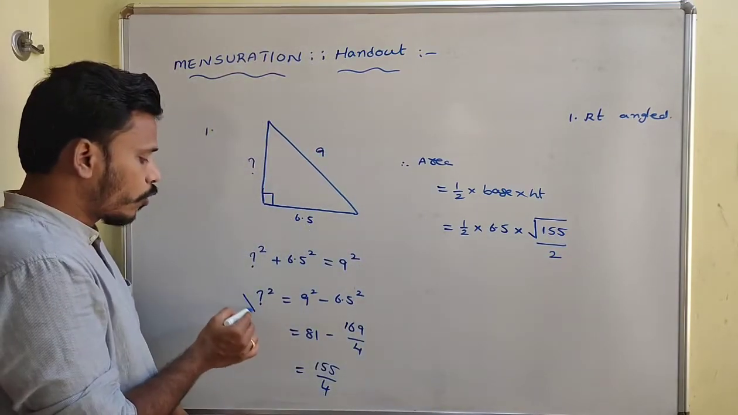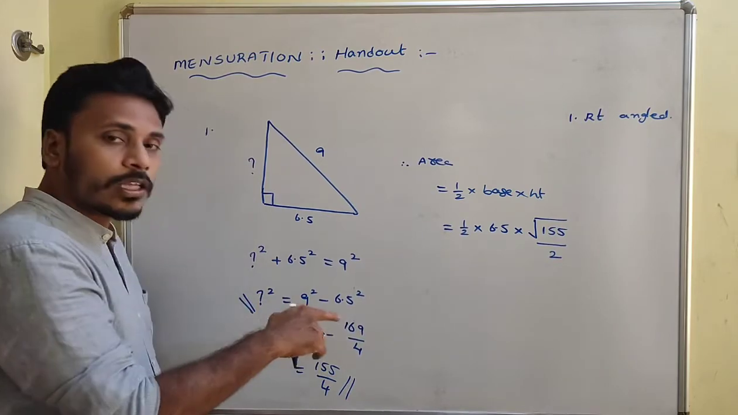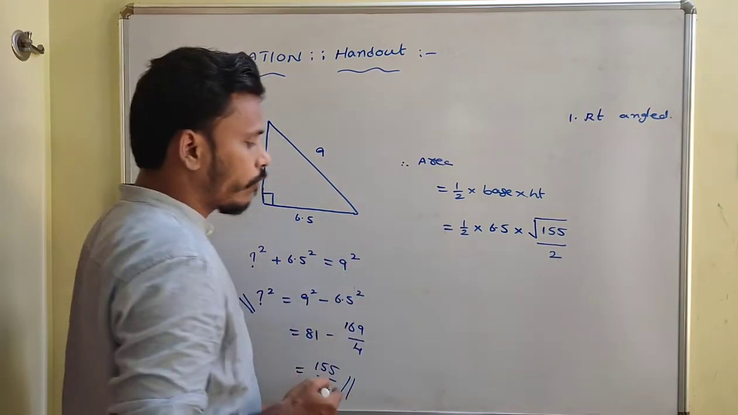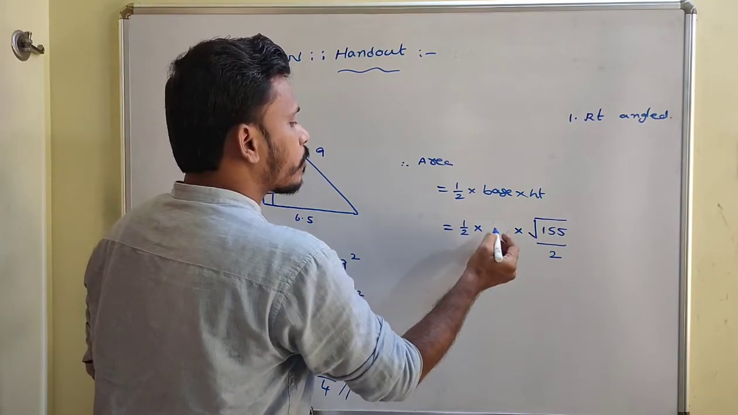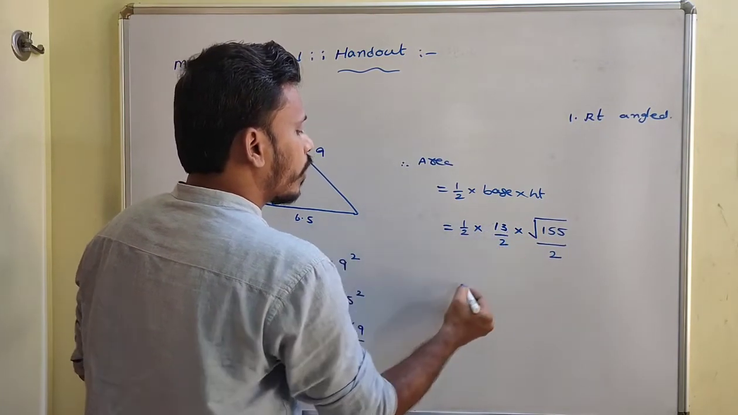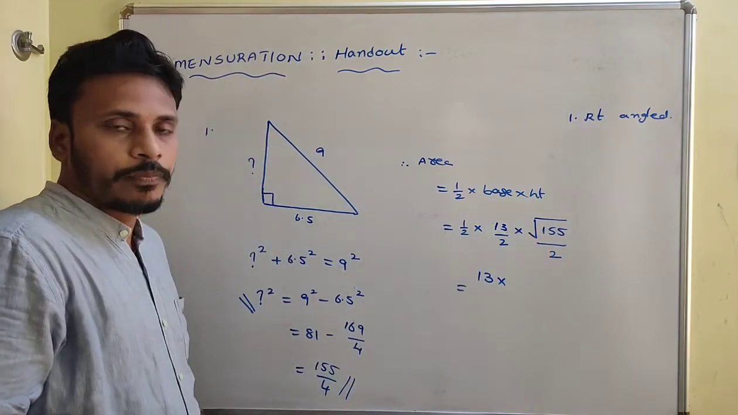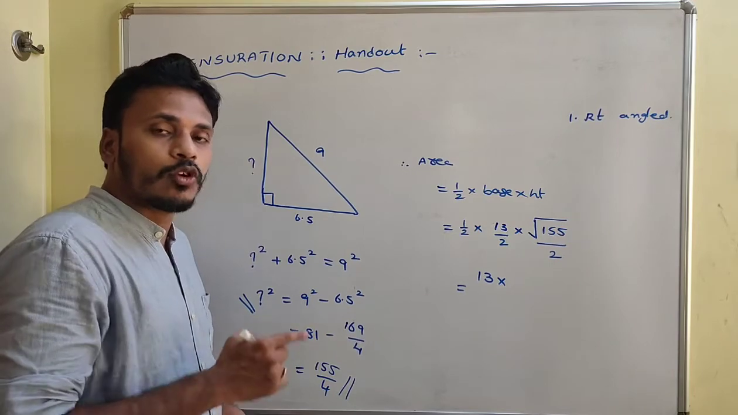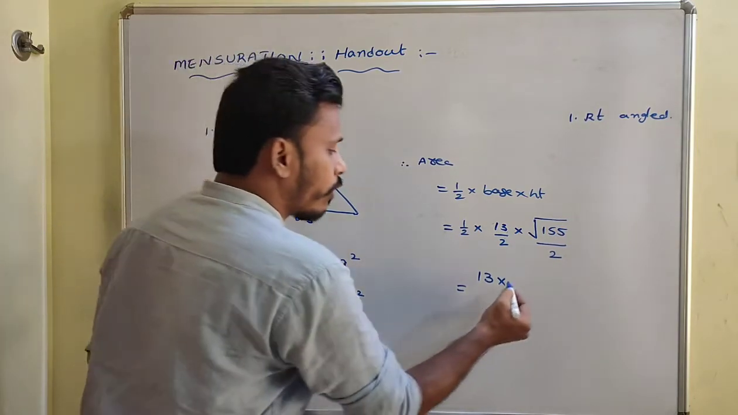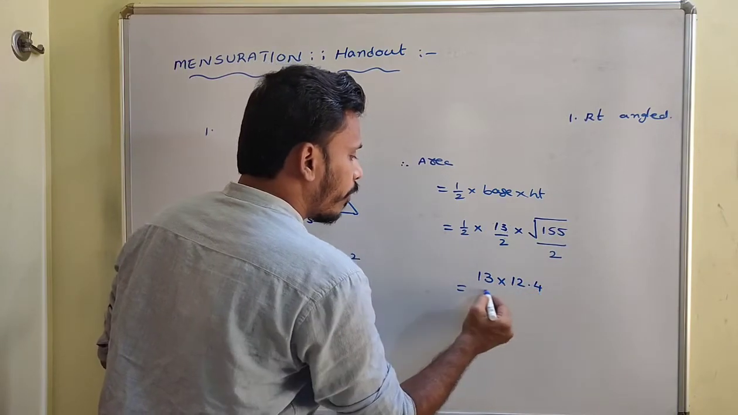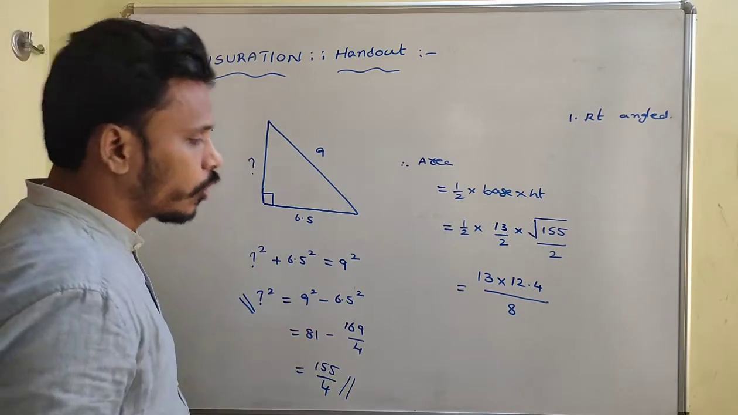Question mark square is 155 by 4. To calculate the question mark you need to apply square root, so root 155 by 2, and the base is 6.5. I will write that 6.5 as 13 by 2. At the end this equals 13 into root 155 by 8. We know that 12 square is 144 and 13 square is 169. This is root 155; the approximate value is 12.4. This simplification we need to do.